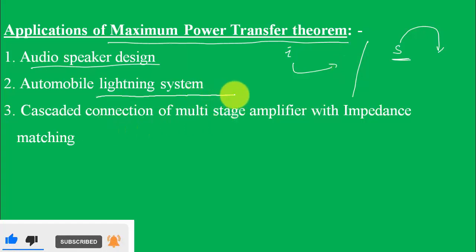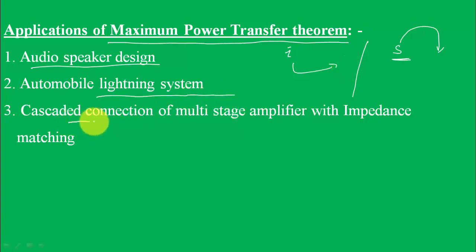Next, it is used in automobile lighting systems. It is also used in cascaded connection of multi-stage amplifiers with impedance matching. So in this video I have discussed the maximum power transfer theorem.